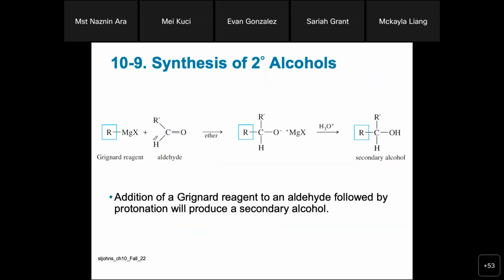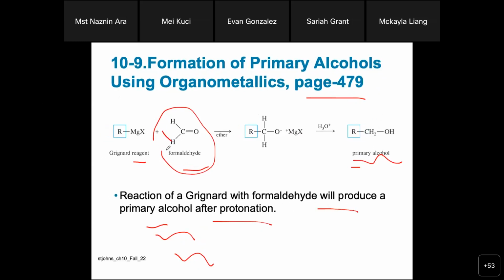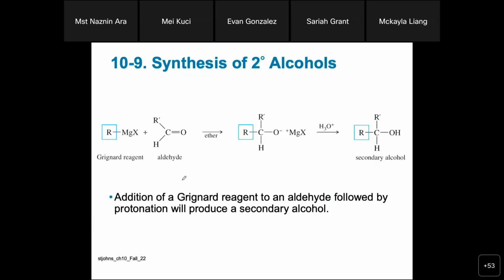Synthesis of secondary alcohol. As I said, see here, it's common sense. If you first see that this is formaldehyde, H, it will make a primary alcohol. It is an aldehyde. If you have another alkyl, it will make the secondary. If you have another alkyl, it will make the tertiary alcohol. Like that. It's common sense.